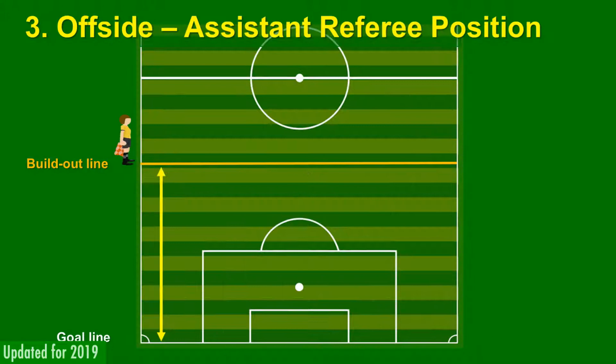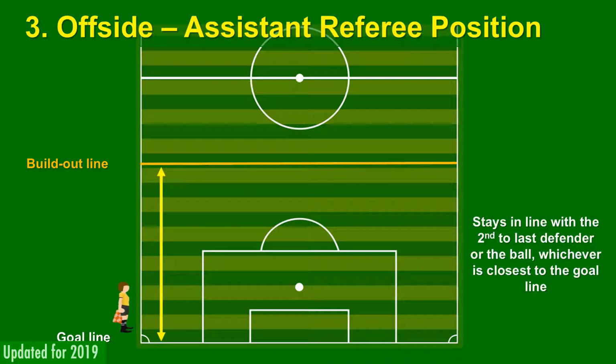In 9U and 10U, the assistant referee need only move between the build-out line and the goal line, always staying in line with either the second to last defender or the ball, whichever is closest to the goal line.